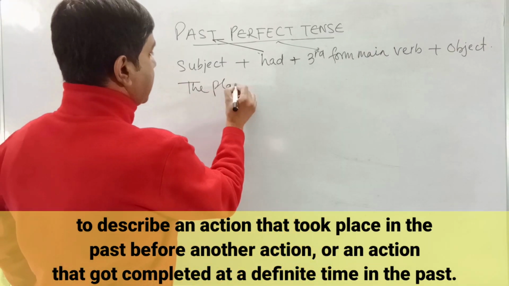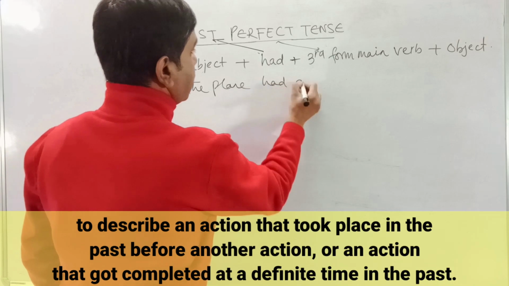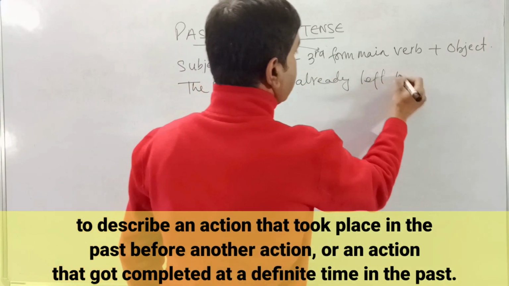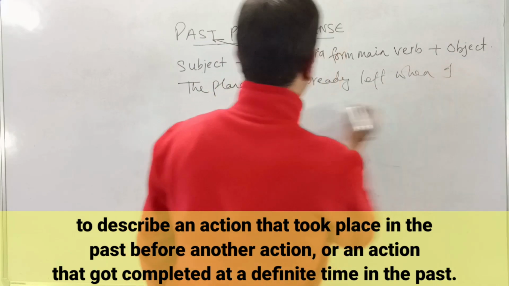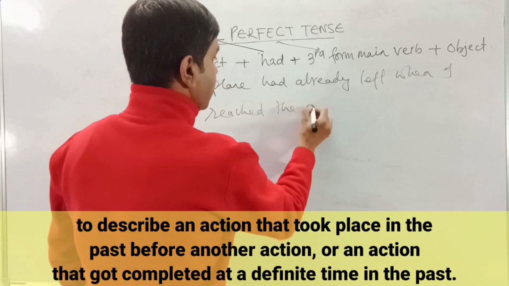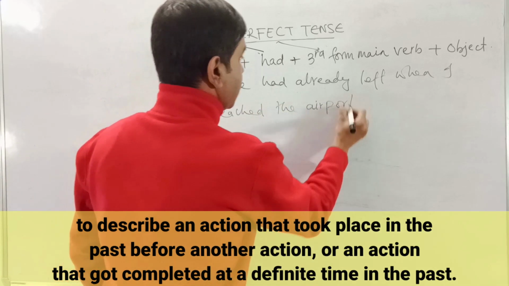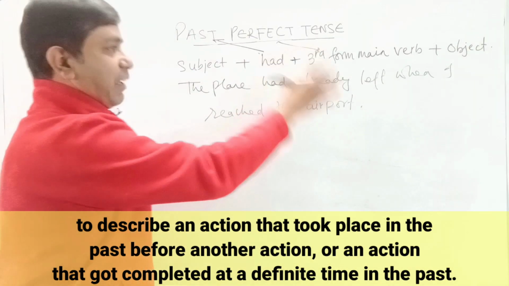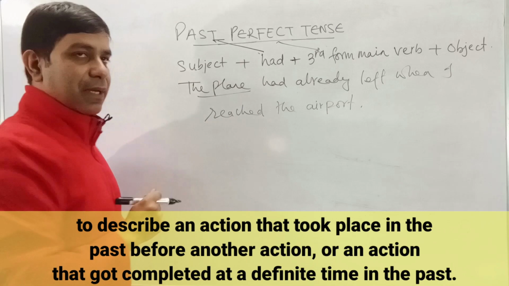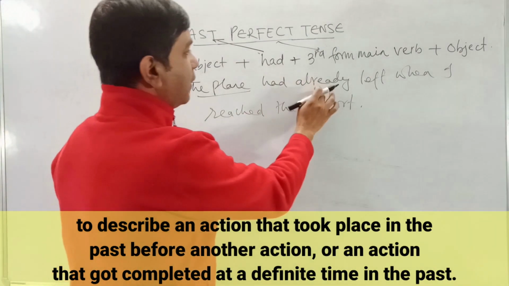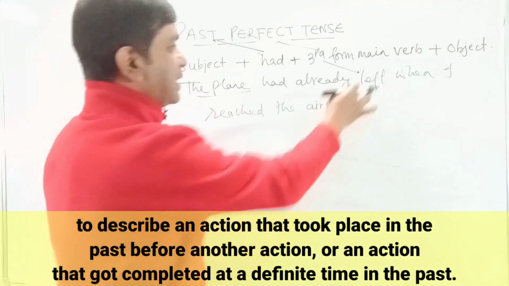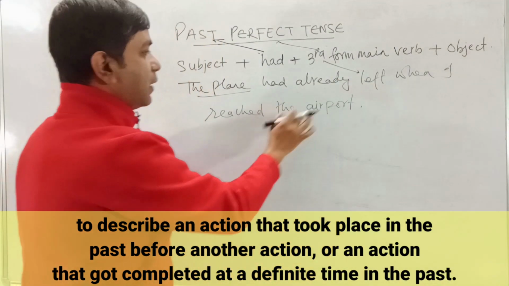The plane had already left when I reached the airport. So the plane is the subject, had, and then left is the third form. Third form of leave is left, when I reached the airport.